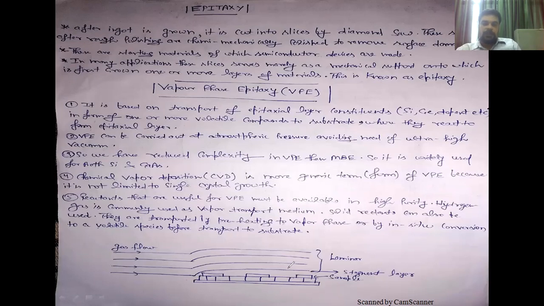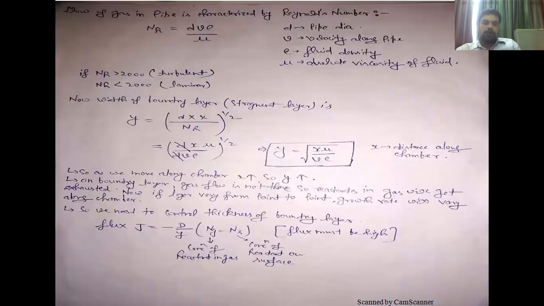Okay, here growth rate will be high, here growth rate will be low. Okay, this is called the boundary layer problem. This is your boundary layer problem that occurs in vapor phase epitaxy. So what we need to do? We need to control the thickness of this boundary layer.